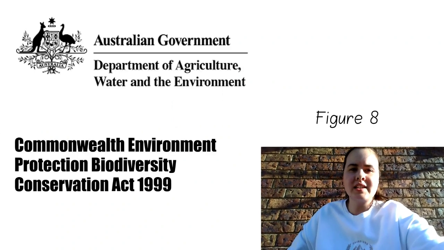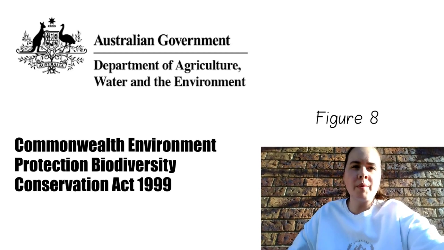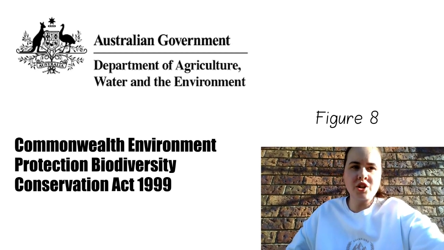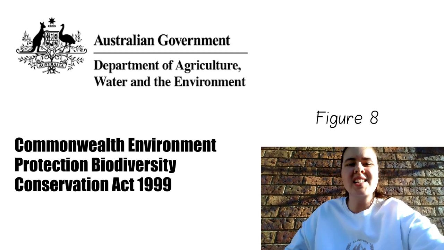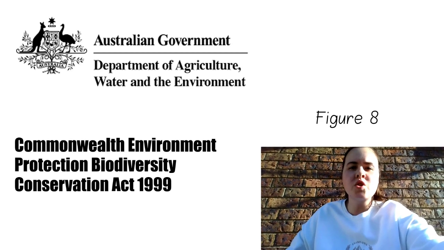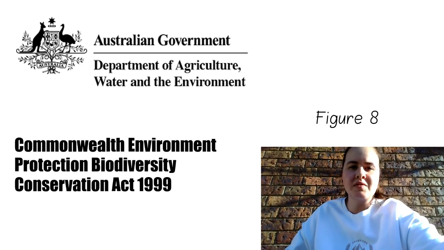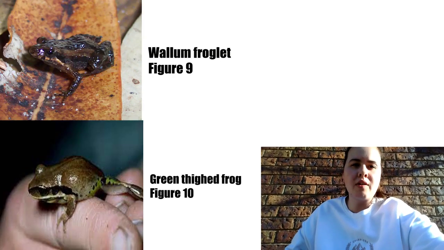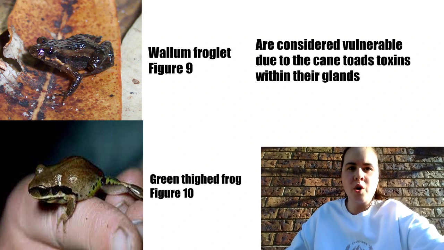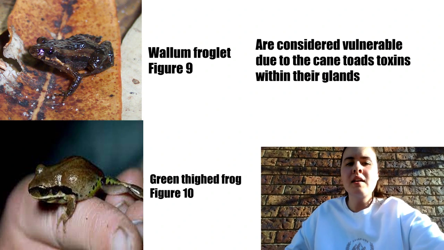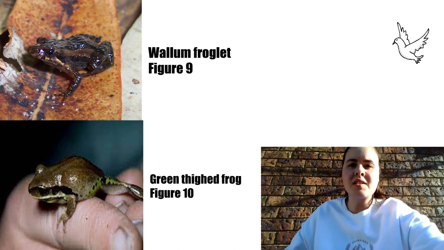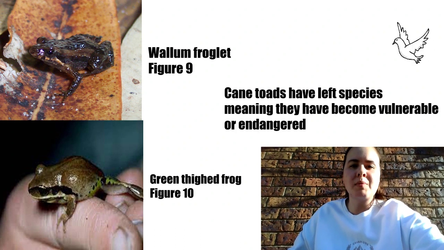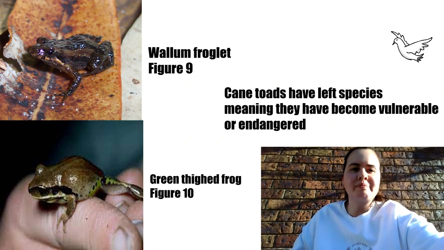The cane toad has been listed as a key threatening animal under the Commonwealth Environment Protection and Biodiversity Conservation Act 1999, as it continues to eradicate and endanger Australian native species. The different native species, like the Wallum froglet and the green-thighed frog, are considered vulnerable due to the cane toad's lethal toxins within their wart-like glands. Many other native species, like frogs and birds, have been impacted by the arrival of the cane toad, which has left them to become vulnerable or endangered.